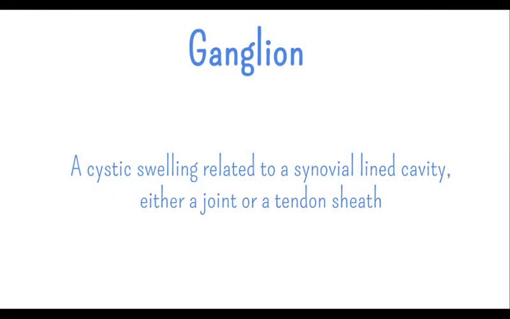So the definition of ganglion is a cystic swelling related to a synovial lined cavity, either a joint or a tendon sheath.